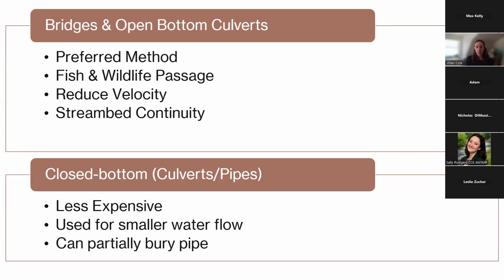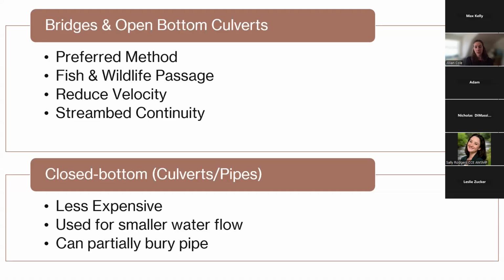And this just discusses the 2 main categories of types of structure. So bridges and open bottom culverts are the preferred method. These allow for stream bed continuity and fish and wildlife passage. They also have a little bit more roughness and reduced velocity. Closed bottom culverts or pipes are typically less expensive and are used for smaller water flow. But they don't come with some of the benefits of stream bed continuity and fish and wildlife passage.